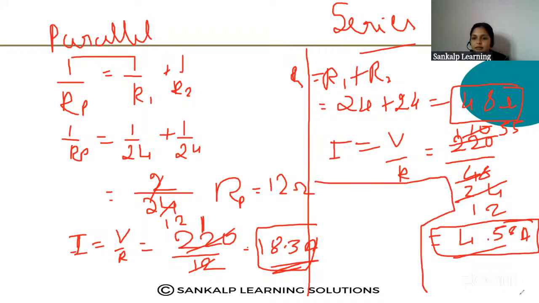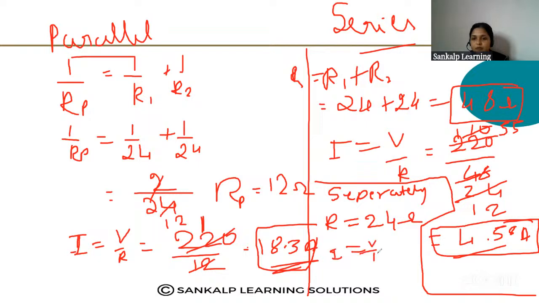When it is connected separately, total resistance R is equal to 24 ohm. So I is equal to V by R formula. So V, 220 volt, divided by 24, that is equal to 9.16 ampere. So three cases you have to solve.